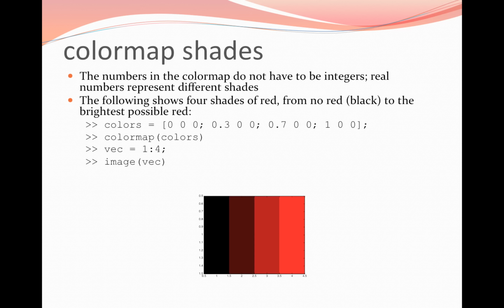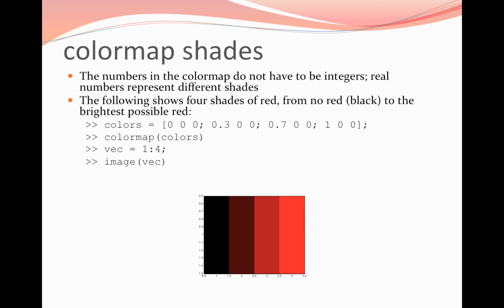One thing you can do is you can display different shades of a color. So the numbers in the color map don't have to be integers, as we saw with the default color map jet. They can be real numbers representing different shades of a color. It can be real numbers in the range from 0 to 1. So here's another color map matrix that I've created. In this case, it only has 4 colors. It's 4 by 3. The first color is black. And then the next 3 colors are different shades of red. So I have 0 for the green component, 0 for the blue component in all cases. But for the first one I have 0, and then 0.3, and then 0.7, and then 1. So we're showing different shades of red.